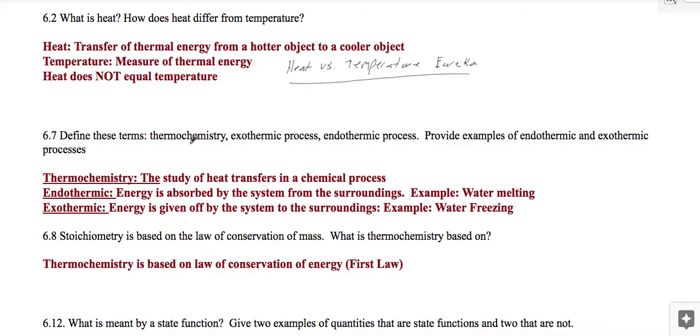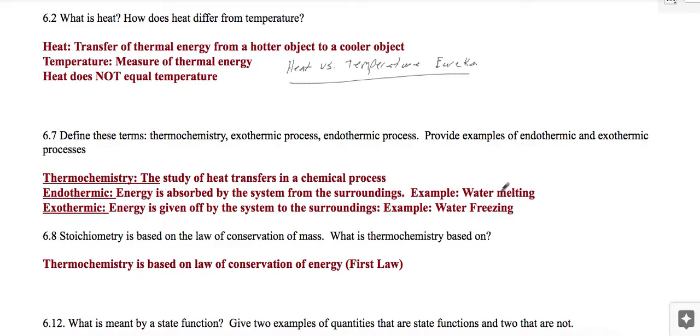We have thermochemistry, which is what we're working on in this class. We're studying the energy transfers of chemical processes. We have endothermic and exothermic processes. Endothermic is when we have energy being absorbed by the system from the surroundings, and exothermic is giving off that energy.